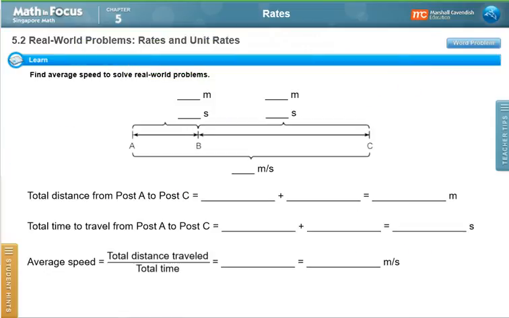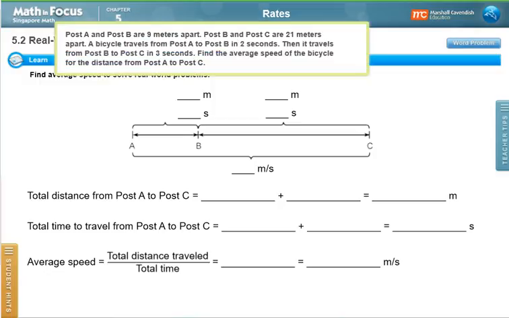Finally, the last example we're going to look at: post A and post B are 9 meters apart. Post B and C are 21 meters apart. It takes a bike going from post A to post B 2 seconds, and it takes the bike traveling from post B to C 3 seconds. Find the average speed of the bicycle going from A to C.